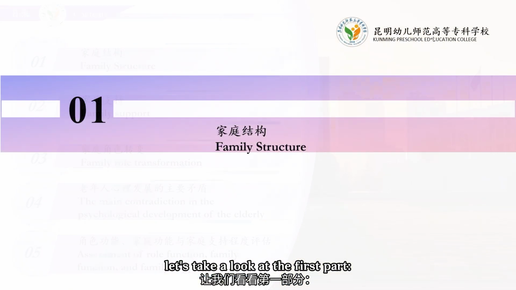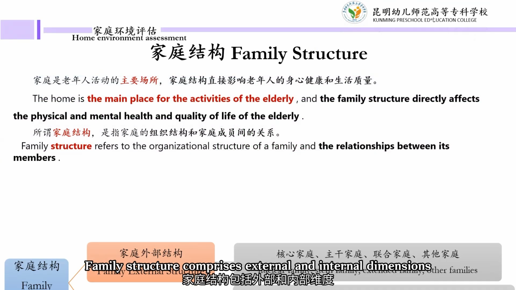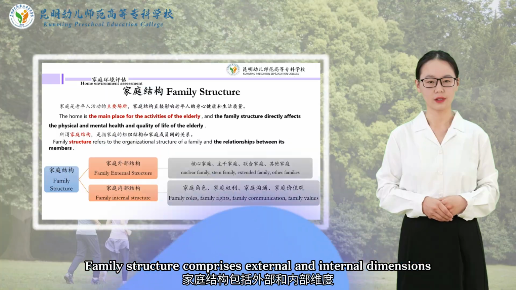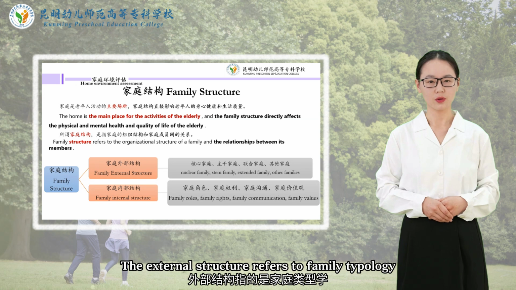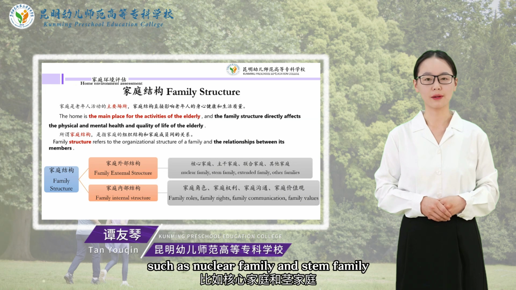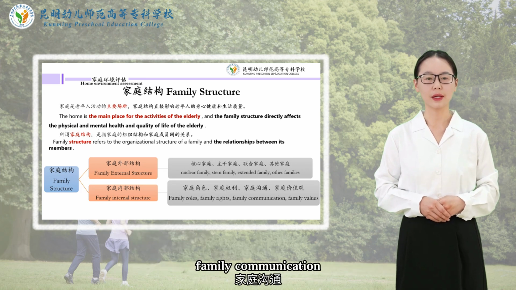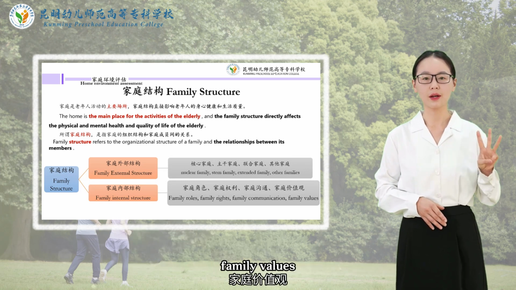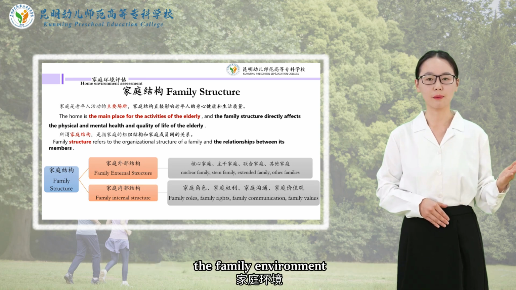Firstly, let's take a look at the first part, family structure. Family structure comprises external and internal dimensions. The external structure refers to family typology, such as nuclear family and stem family, while the internal structure encompasses family roles, family rights, family communication, family values. These elements collectively form the foundational framework of the family environment.